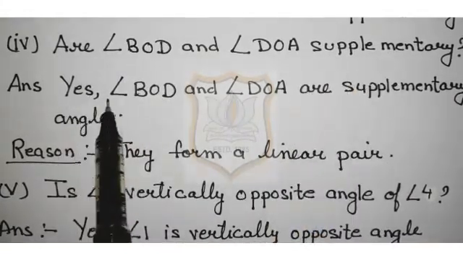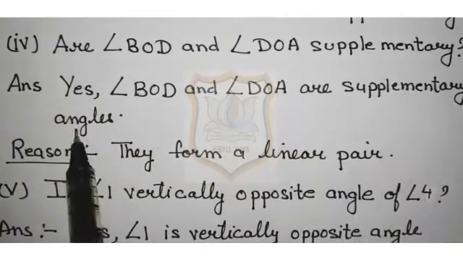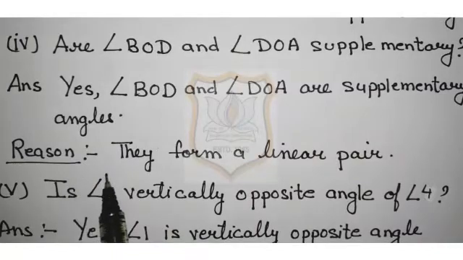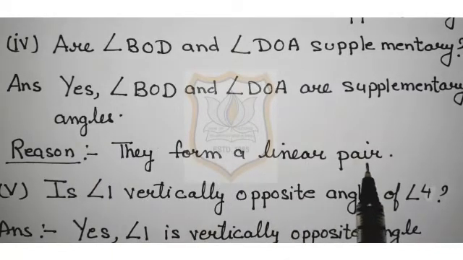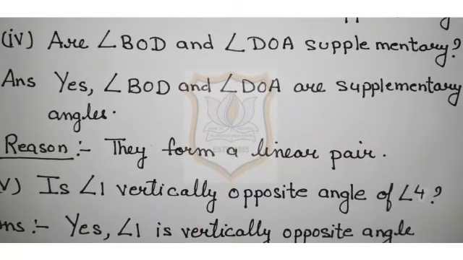The answer is yes. Angle BOD and angle DOA are supplementary angles, and the reason for that is they form a linear pair, and the measure of a linear pair is equal to 180 degrees. So they are supplementary. Now let's solve the fifth part of question number 9.